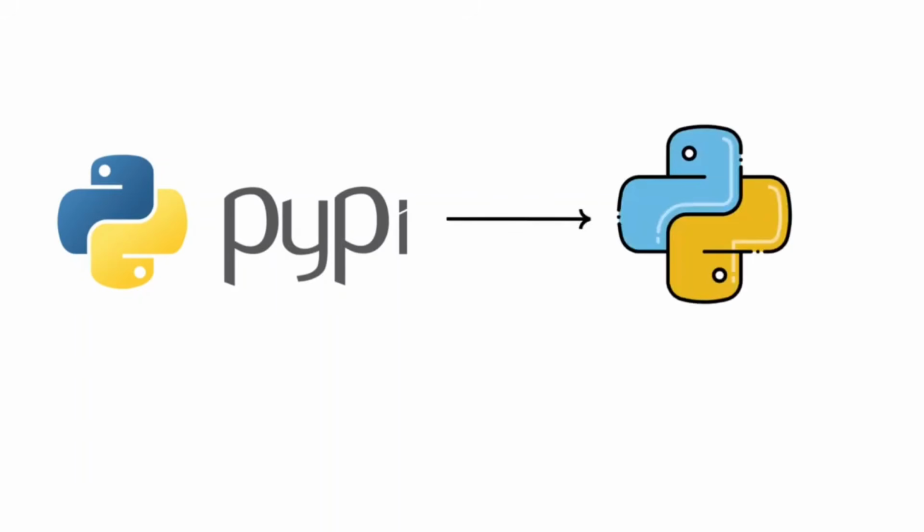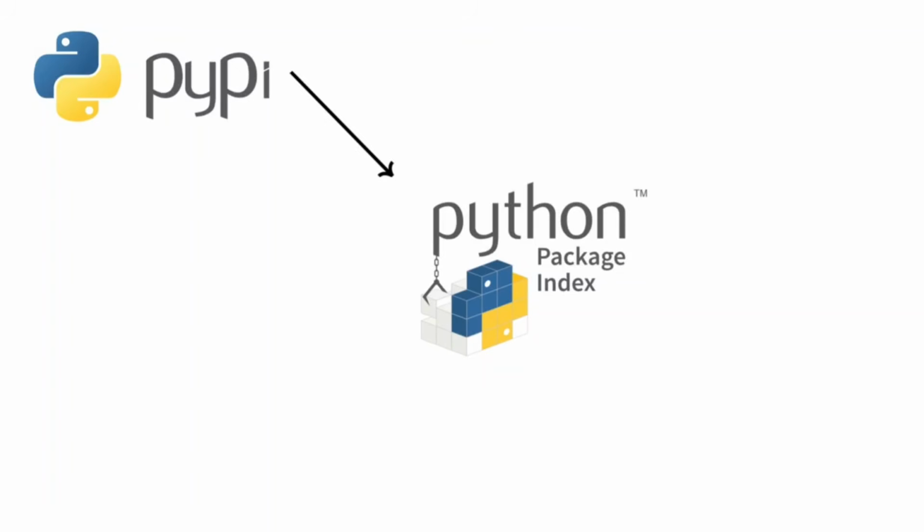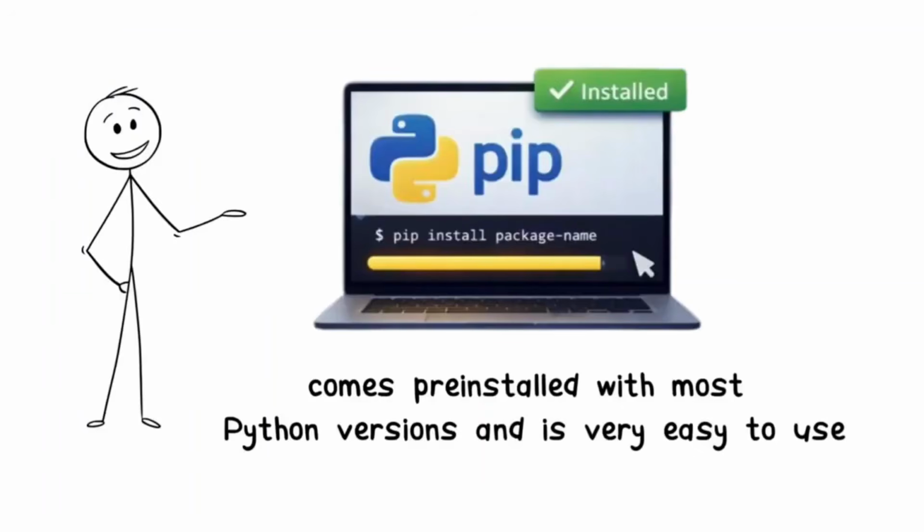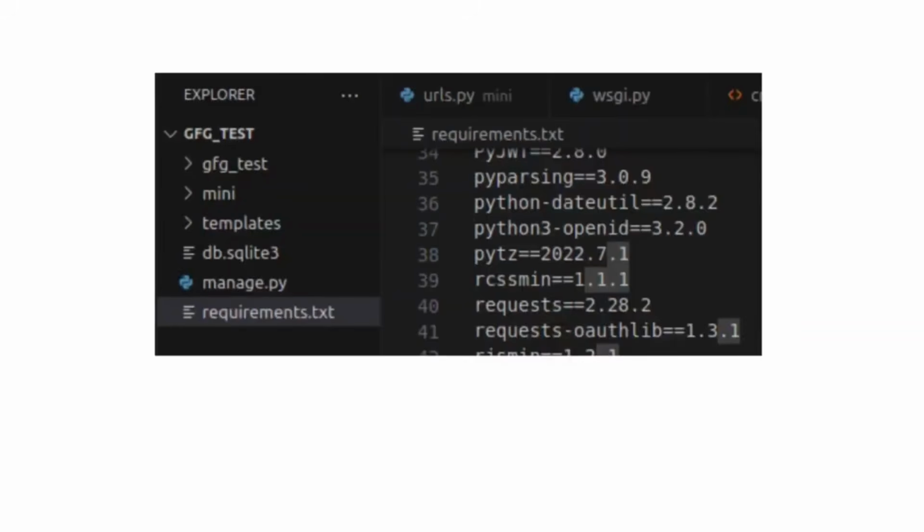Pip is the default package manager for Python. It installs packages from the Python Package Index, also known as PyPI. Pip comes pre-installed with most Python versions and is very easy to use. Dependencies are usually listed in a requirements.txt file.